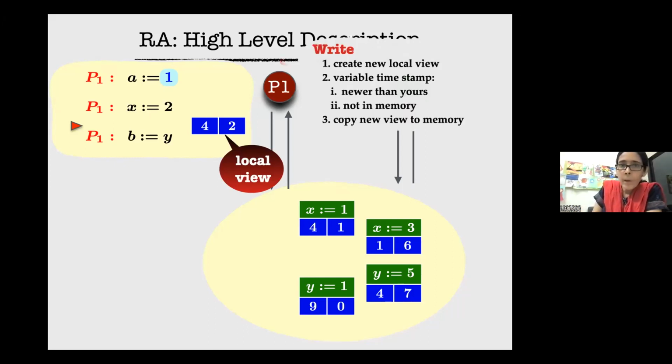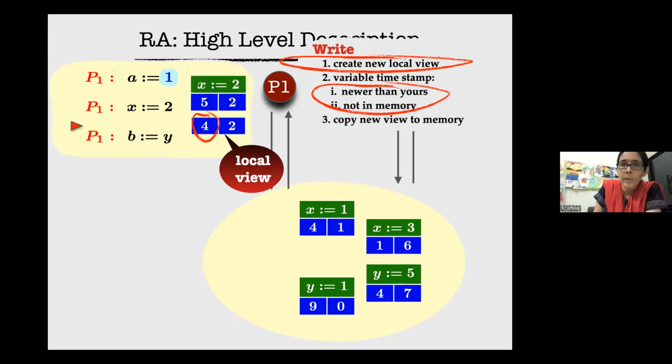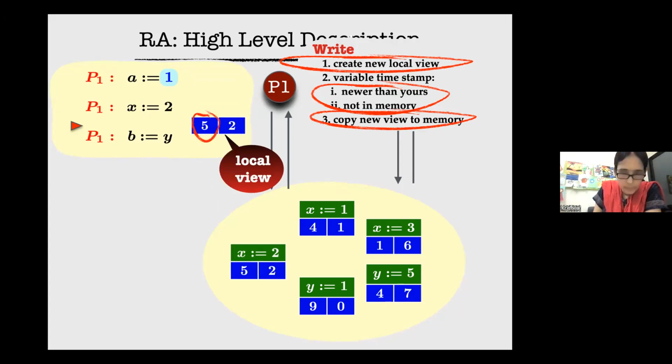And I am going to add it to the memory. So create a new local view, and it should be newer than yours, and it should not be in the memory. So I can choose 5 or 6, whatever I want. I've chosen 5, and I'm going to add it to the memory. Okay, copy new view to the memory. So this is what happens.